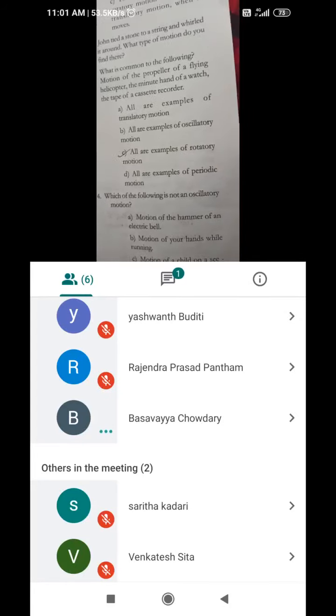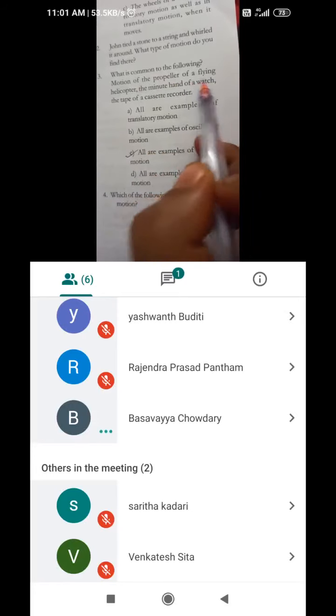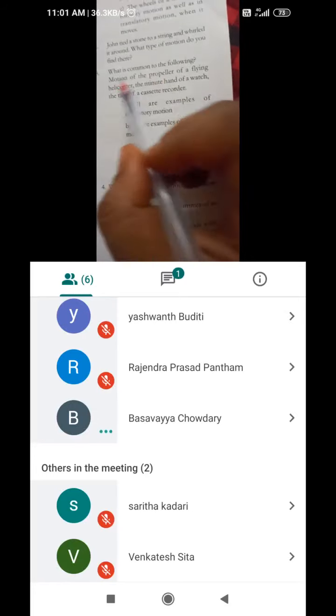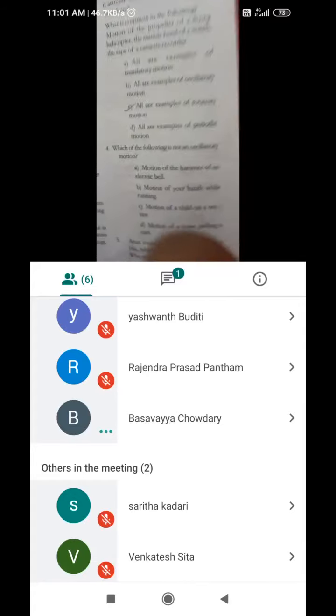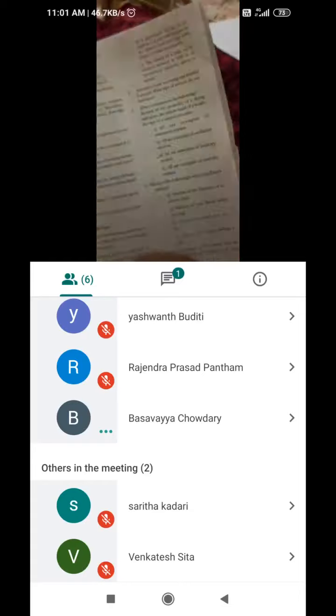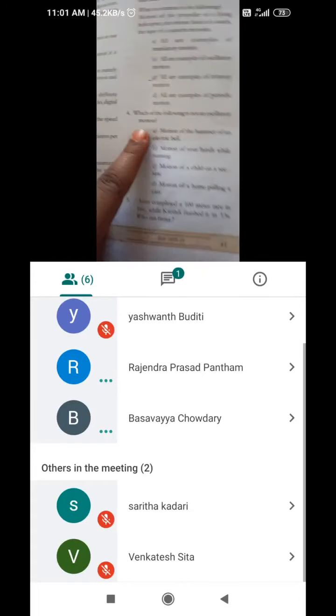Yes. Here, propeller of a flying helicopter. That one only we need to consider. Okay. I am considering helicopter movement. That's why I am getting translatory and curvilinear motion, I am telling. Next one, fourth answer.